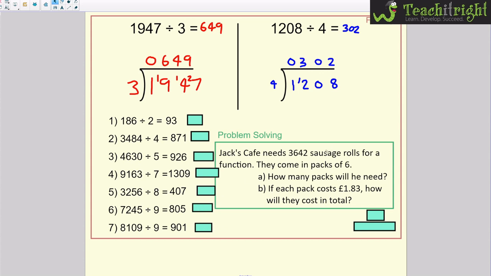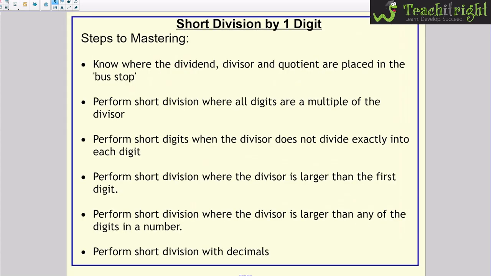And for the problem question, for the first we had to divide 3,642 by 6, which gave us an answer of 607 packs. And if each pack cost this much money, a bit of a challenge question this one, it was quite hard, we had to multiply them together and got £1,110 and 81 pence. Again, if you need a bit more support with the multiplication, please feel free to have a look on the portal for our multiplication video.